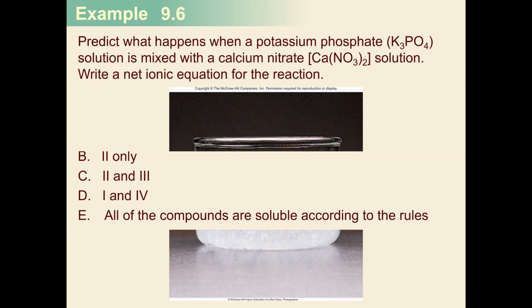So let us go and start with what we know we have. We have potassium phosphate. We know that this is going to be soluble because it contains potassium. Then we are going to mix that with our calcium nitrate. And remember that all nitrates are soluble as well, so we are going to say that that is aqueous.